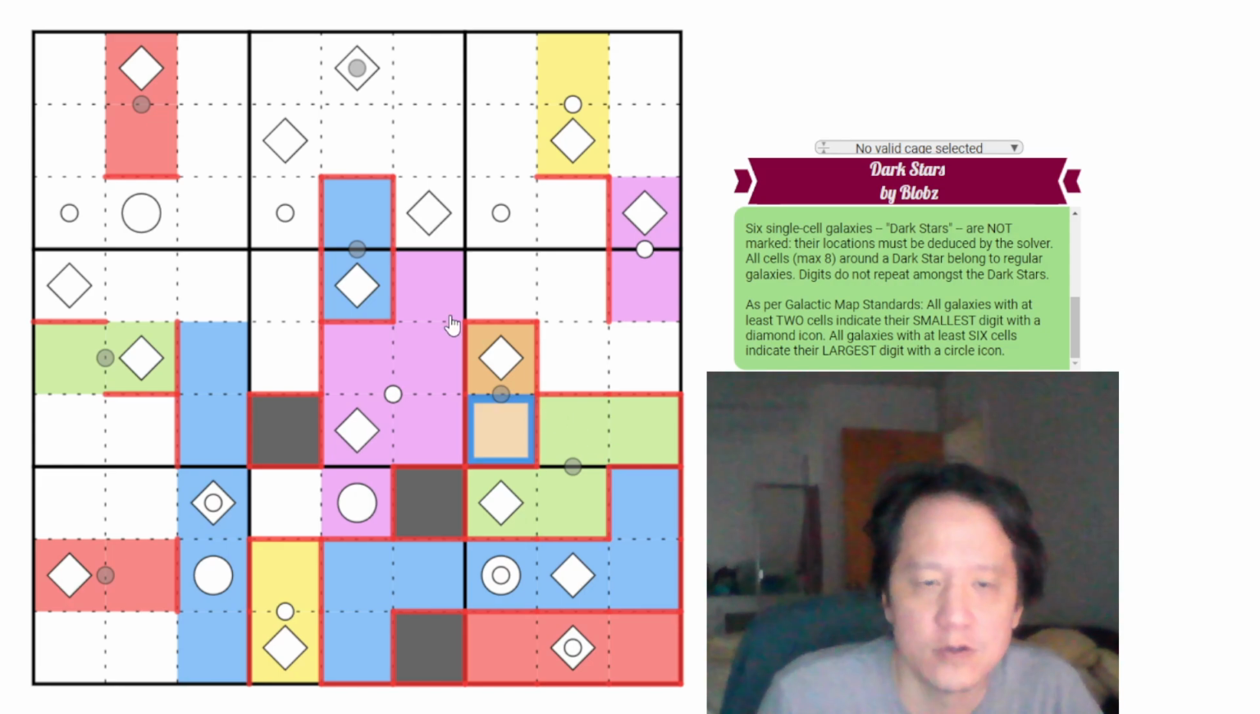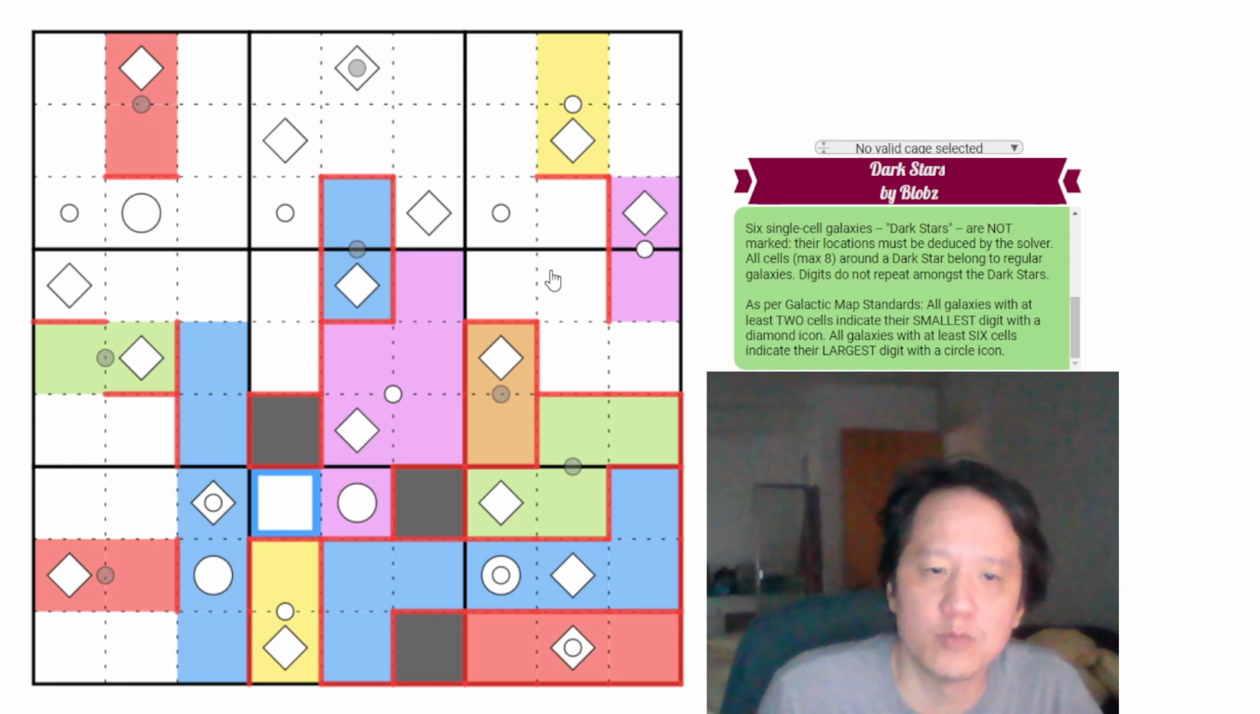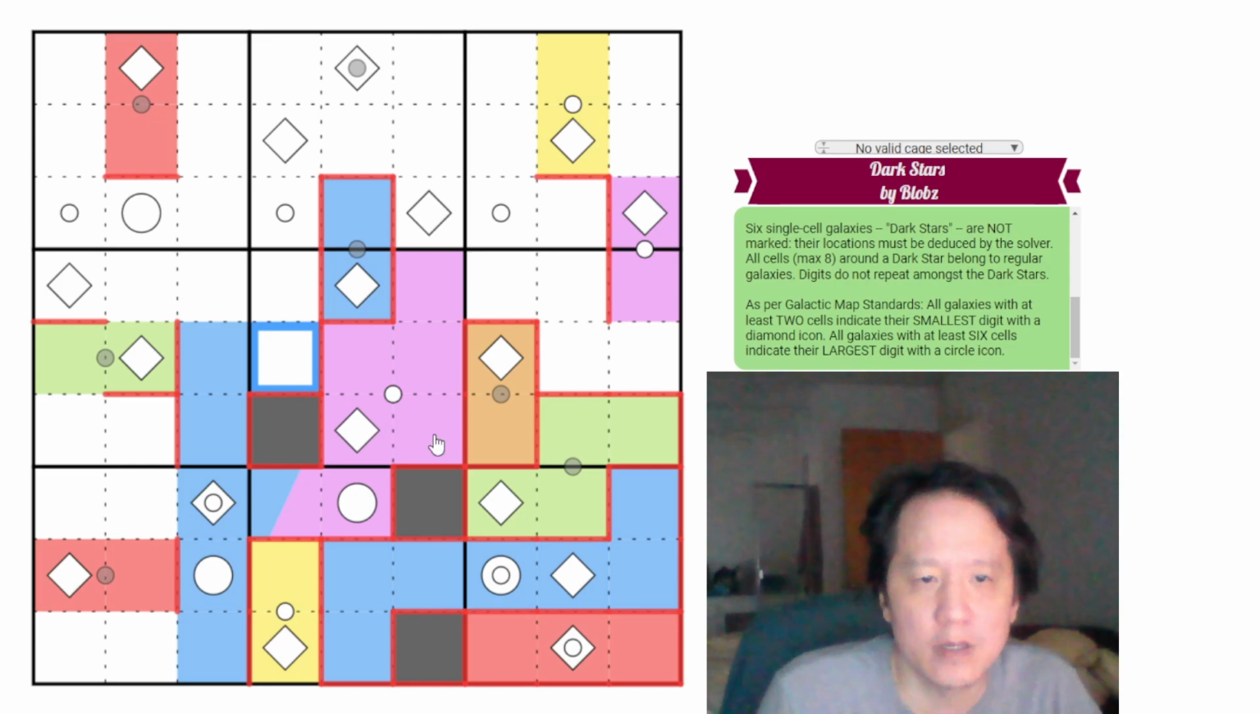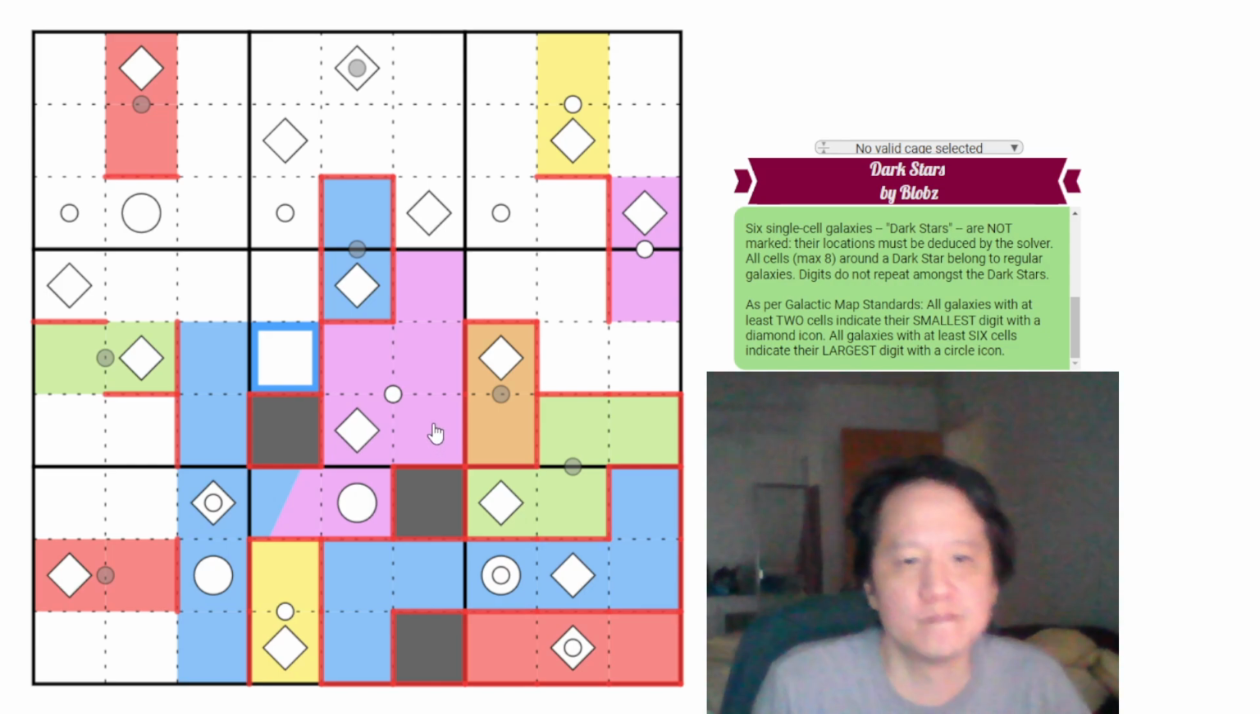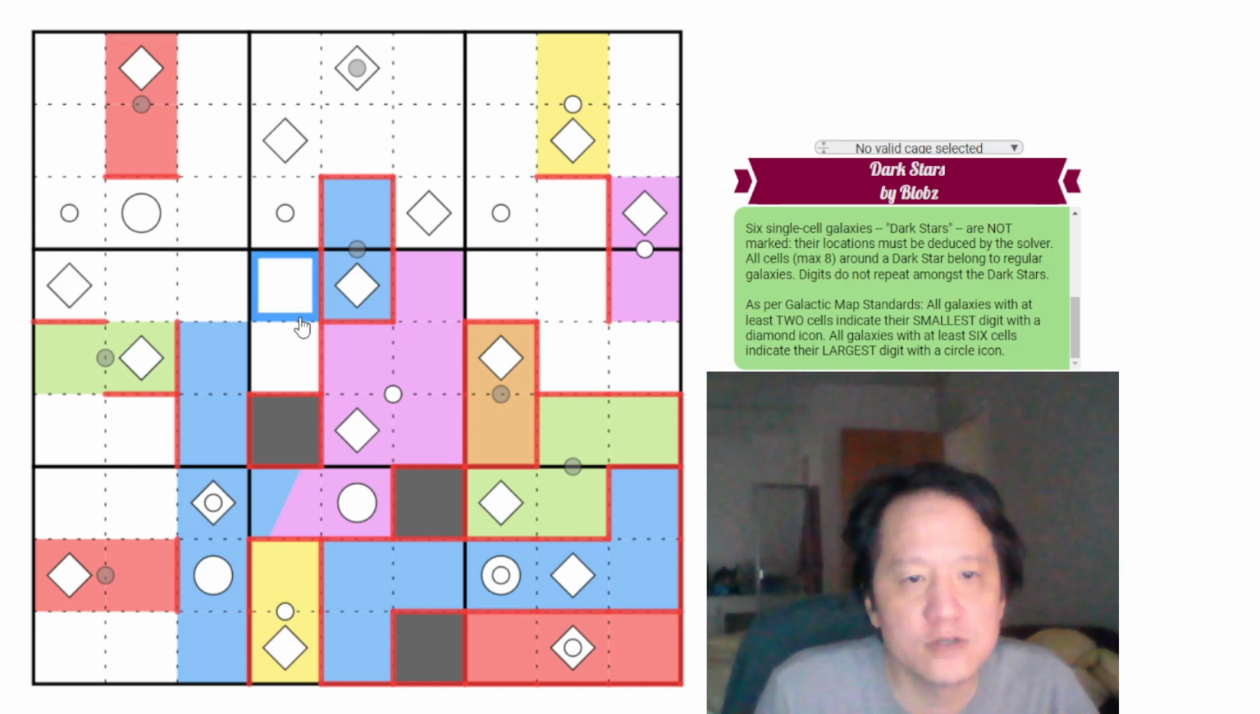Wow. Okay, so this one could be pink or blue. This could be pink or blue. It has to be pink or blue, essentially. This one's pink or blue. We don't know which. This cannot be pink. This could be part of this one.